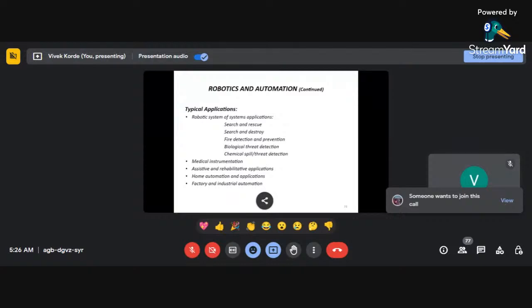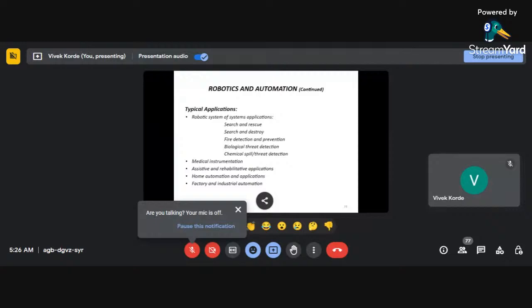Then these are the typical applications under robotics: search and rescue, search and destroy, fire detection and prevention, biological threat detection, and chemical spill and threat detection. These are the functions coming under robot systems. Then medical instrumentation, assistive and rehabilitative applications are there. Then home automation, and factory and industrial automation. These are all fields facilitated with sensors.